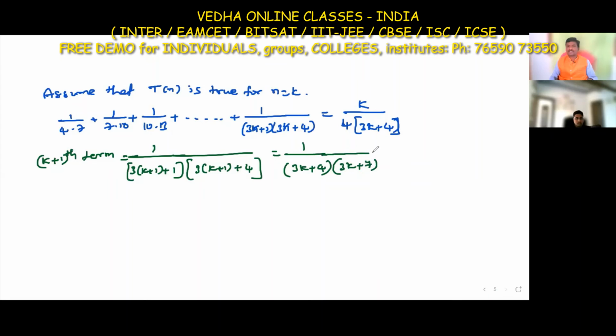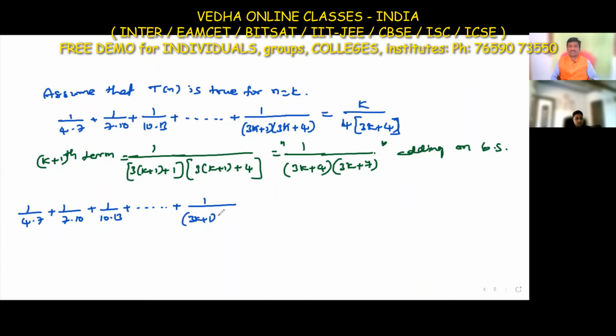Adding this term on both sides, then we get 1 divided by 4 into 7 plus 1 divided by 7 into 10 plus 1 divided by 10 into 13 and so on plus 1 divided by 3k plus 1 into 3k plus 4.